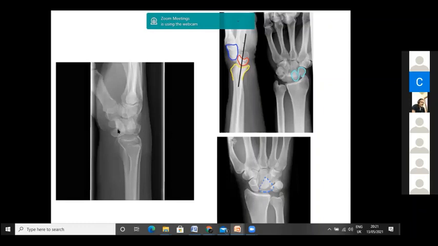Here you can see the lunate is dislocated. The other carpus, the capitate, everything is in place. So is this a lunate dislocation or perilunate dislocation? Lunate dislocation. This looks like a cup which is tilted off. So this is a tilted cup sign. What do you mean by tilted cup sign? That is classic of which dislocation, lunate or perilunate? Lunate dislocation. That is the classic appearance of lunate dislocation.